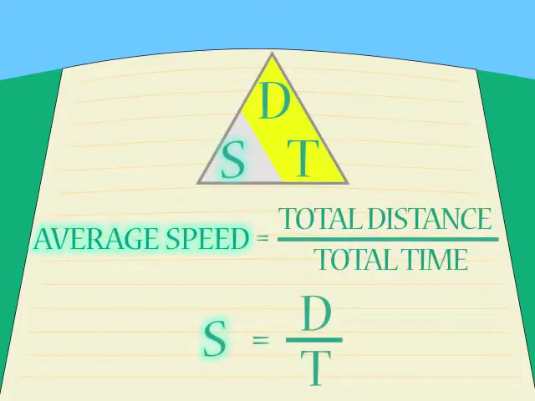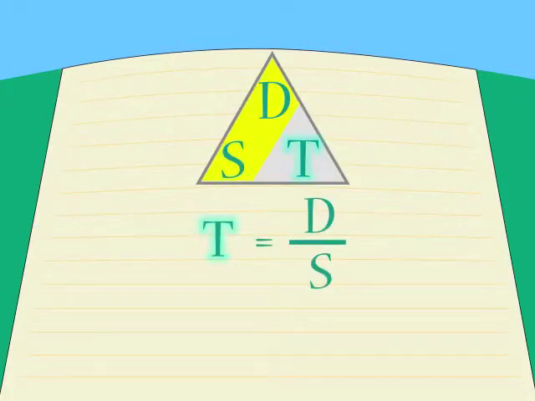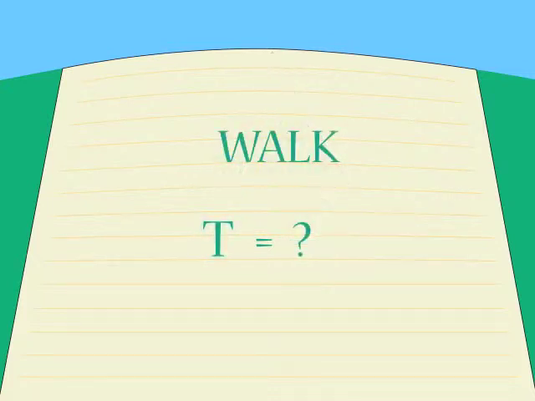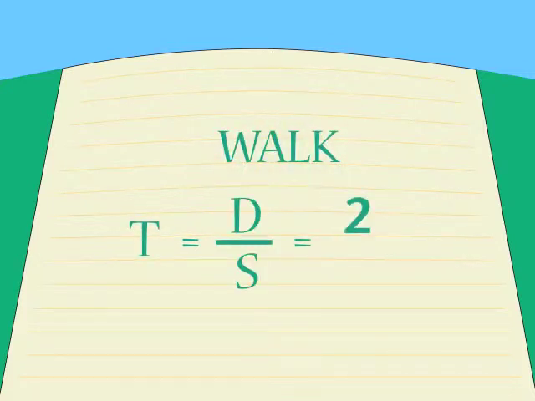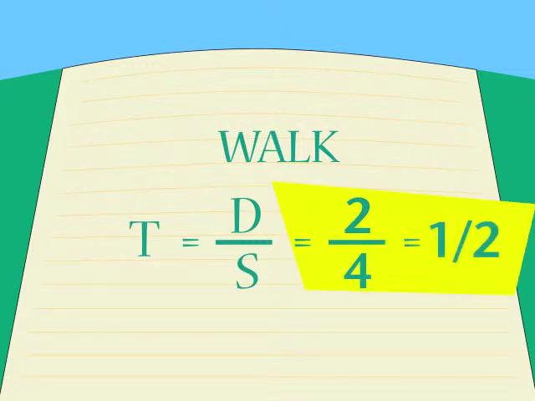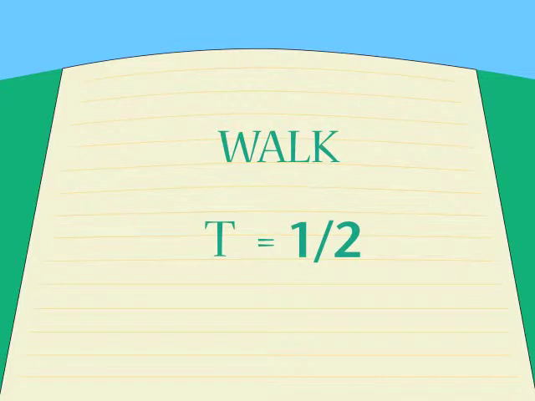To find the average speed for the entire journey, we need to divide the total distance by the total time. We know how to find the time for each part separately. Refer to our trusty triangle. Let's do the walk first. The distance is 2, the speed is 4. 2 divided by 4 is 1/2. So the walking time is 1/2 hour.